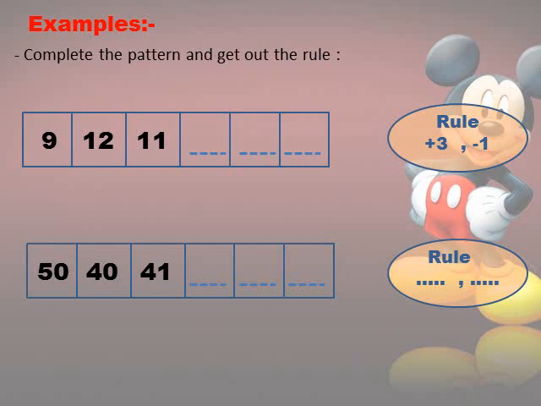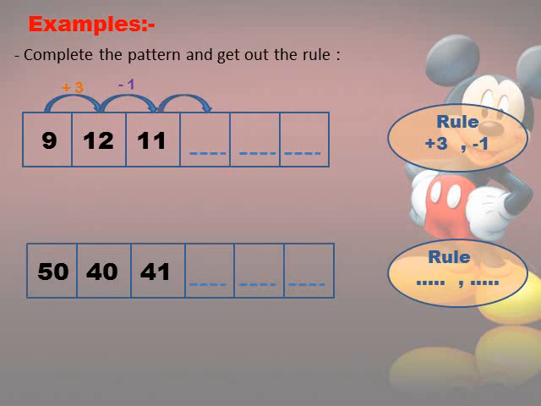Complete the pattern and get out the rule. So now I'm going to get my rule. At the first one, I got my rule. At the second one, I'm going to put my rule. If I started at 9, then 12, then 11, so I'm going to see what? From 9 to 12, I'm going to add 3. So 9 plus 3 equals 12. Then use the next rule, which is minus 1. 12 minus 1 equals 11.